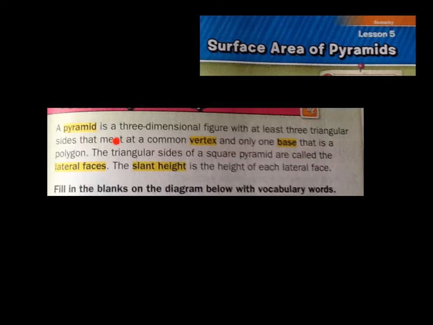A pyramid is a three-dimensional figure with at least 3 triangular sides that meet at a common vertex and only one base. The triangular sides of a square pyramid are called the lateral faces. The slant height is the height of each lateral face. So make sure we get those written down in our equation section of our notebook.